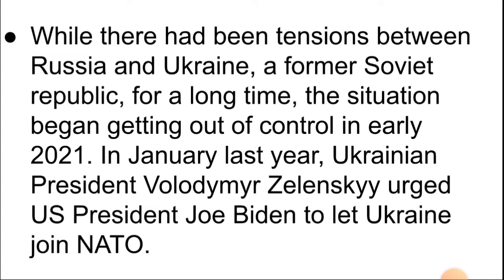Earlier Ukraine was a Soviet Union republic, and after the Soviet Union was dismantled and disintegrated in 1991 or 1992, it became an independent country. And now in 2021 the tension started between them, because in January last year Ukrainian President Volodymyr Zelensky urged US President Joe Biden to let Ukraine join NATO. Now we'll move forward.